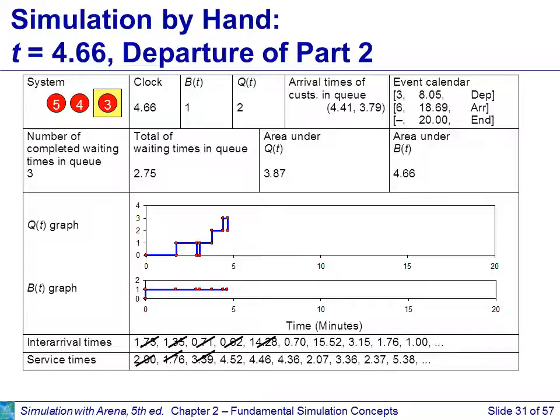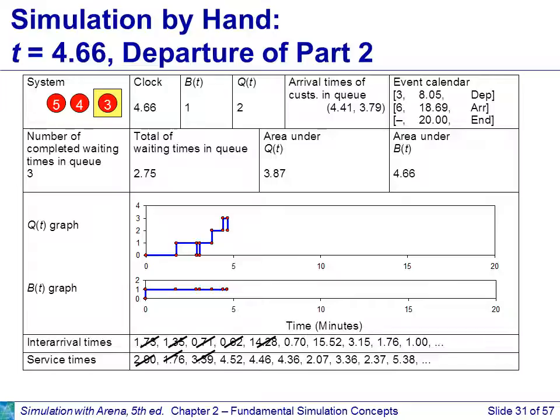And then we still have a similar event calendar, except we added an additional event. Notice the departure of part 3. We calculated it, right? Because we have the clock at 4.66 when part 3 seized the system, and we added the service time here of 3.39, then 4.66 plus 3.39 gives us 8.05. And that's our departure for part 3.